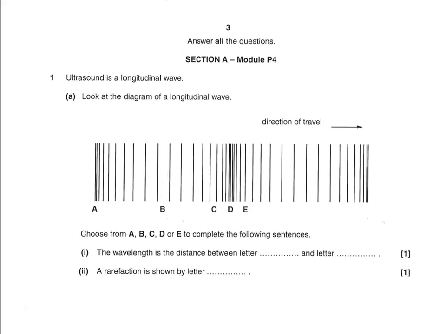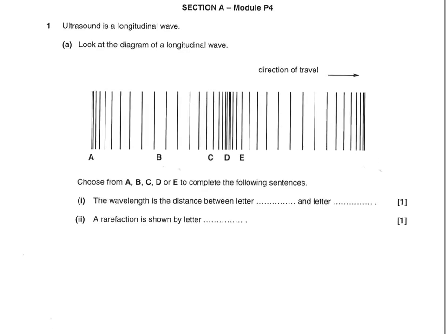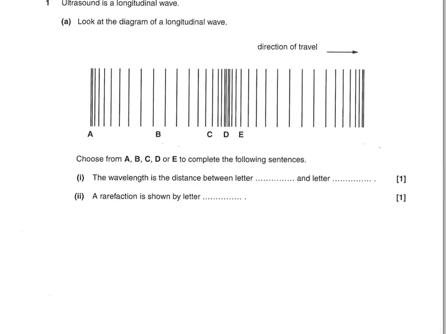Now onto the physics section. Ultrasound is a longitudinal wave. Look at the diagram of a longitudinal wave. Choose from A, B, C, D, or E to complete the following sentences. So it says that wavelength is a distance between letter and letter. So it's between letter A here and D here. So that's one wavelength, because it looks the same at A and D. So letter A and D. And then rarefaction is shown by letter B.